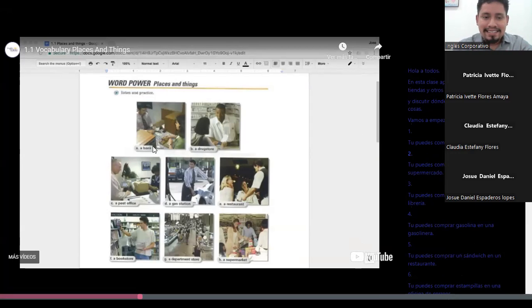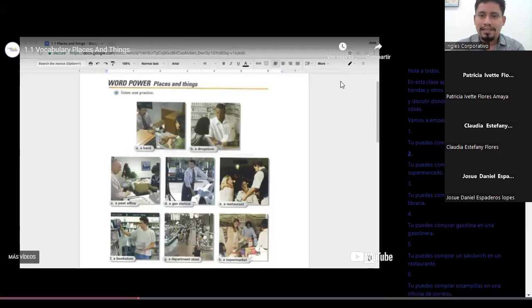Okay, I was telling you guys that you will have this vocabulary. You're going to find some words, like for instance, a bank, a drugstore, a post office, a gas station, a restaurant, a bookstore, a department store, and a supermarket. We're going to be learning these words because we're going to be using them in some exercises here on the platform. But also, I want you to include some other extra words that are related to places and things. This vocabulary we want to practice in a word search.